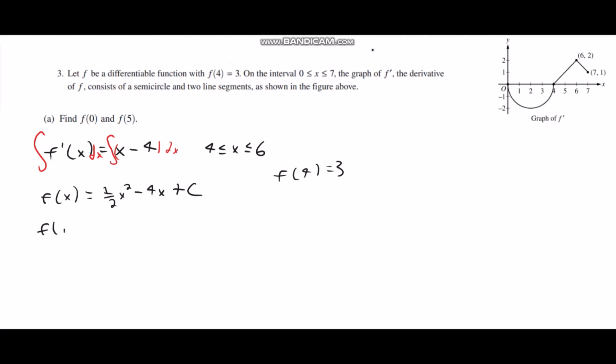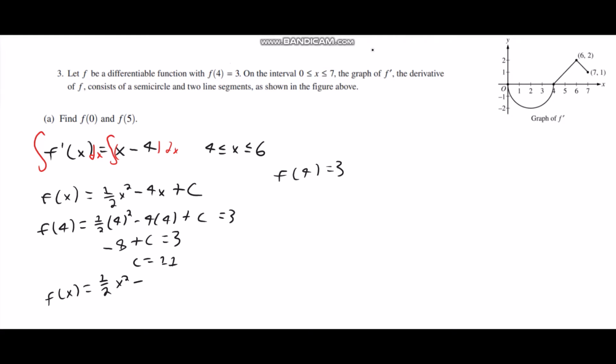So f of 4 equals 1/2, plug in 4, and we need this to equal 3. All right, let's just work this out. We have 4 squared is 16. Divide by 2, we get 8. 8 minus 16 is negative 8. Then we have plus c equals 3. So that tells me that c equals 11. So I can plug that in right here. We get f of x equals 1/2 x squared minus 4x plus 11. And now we're ready to find f of 5.